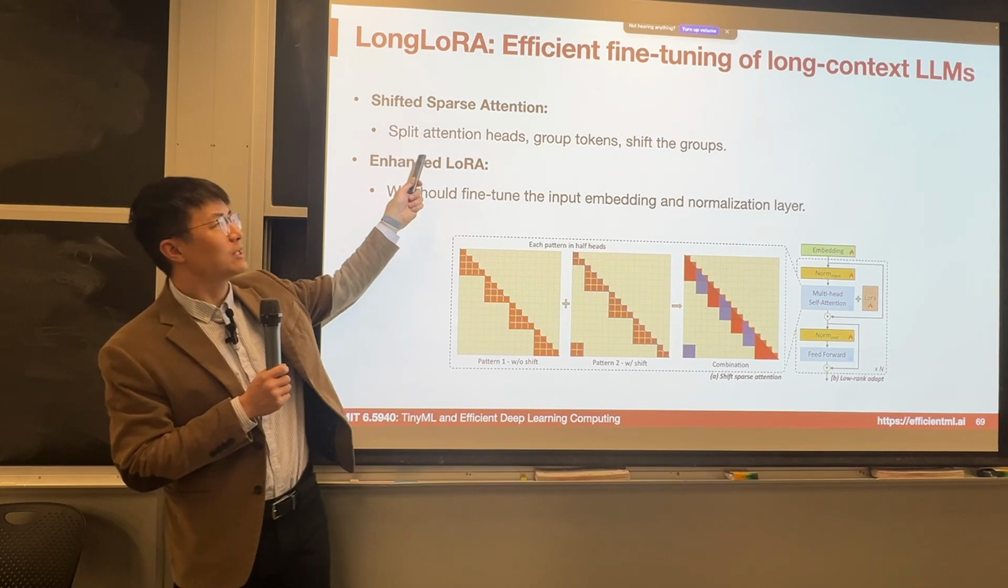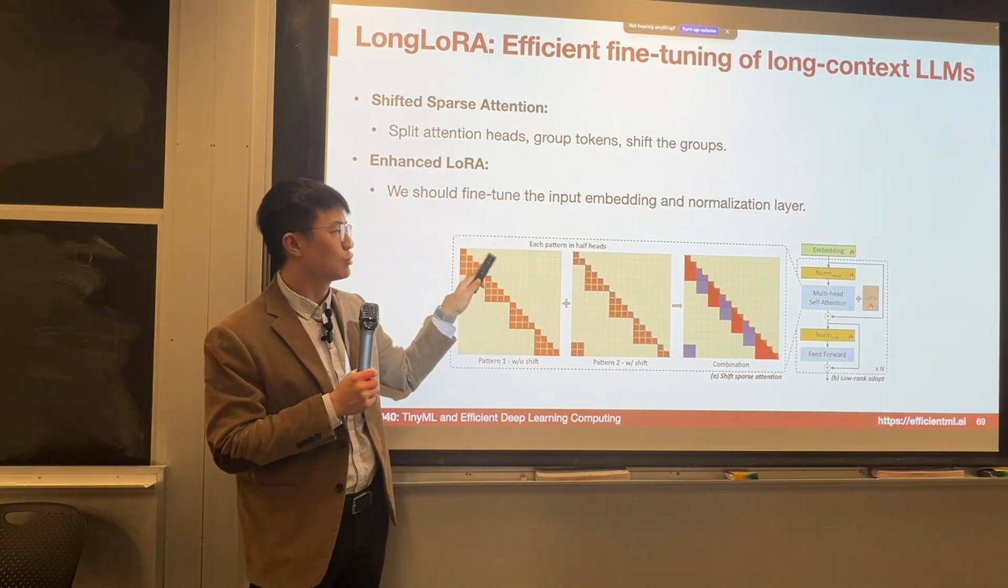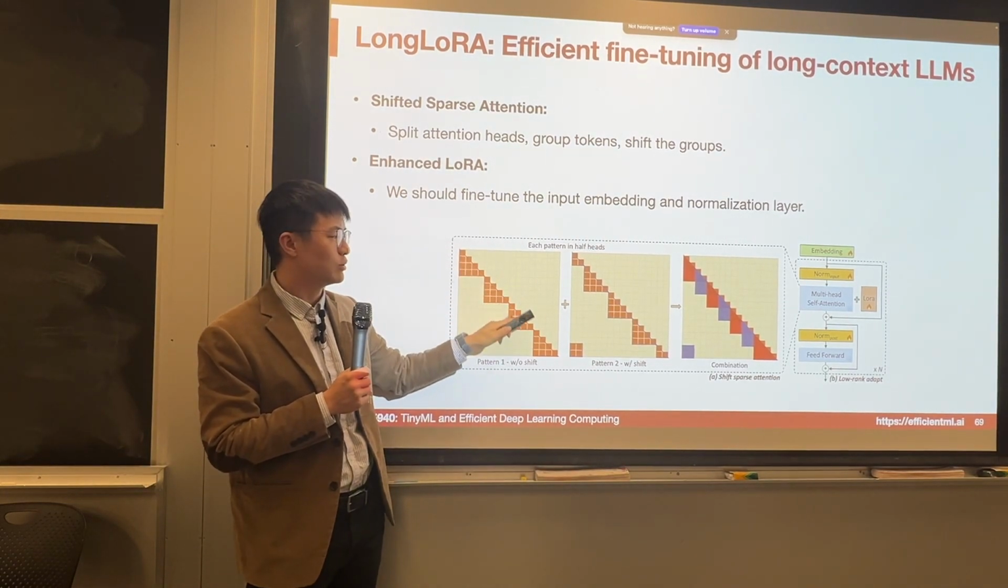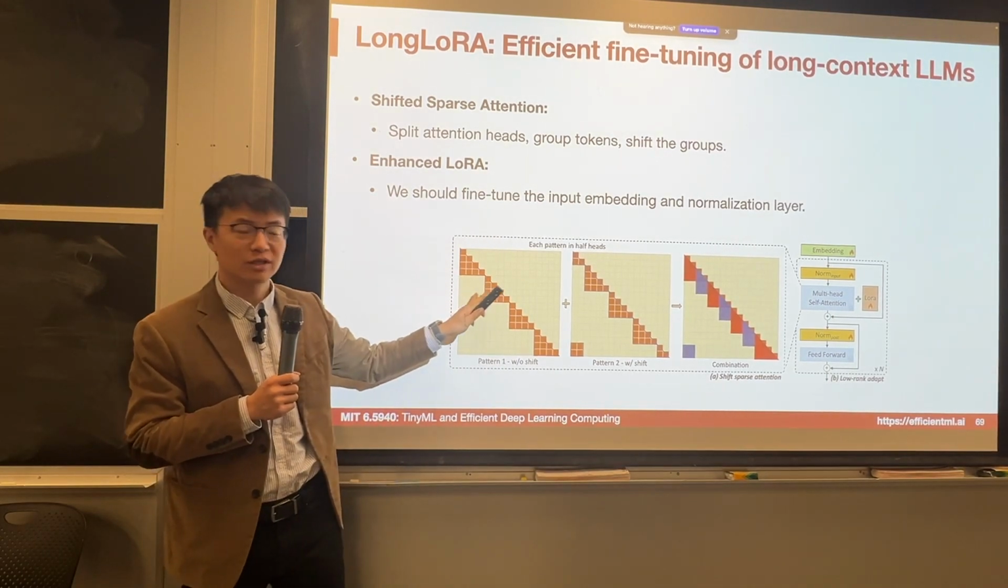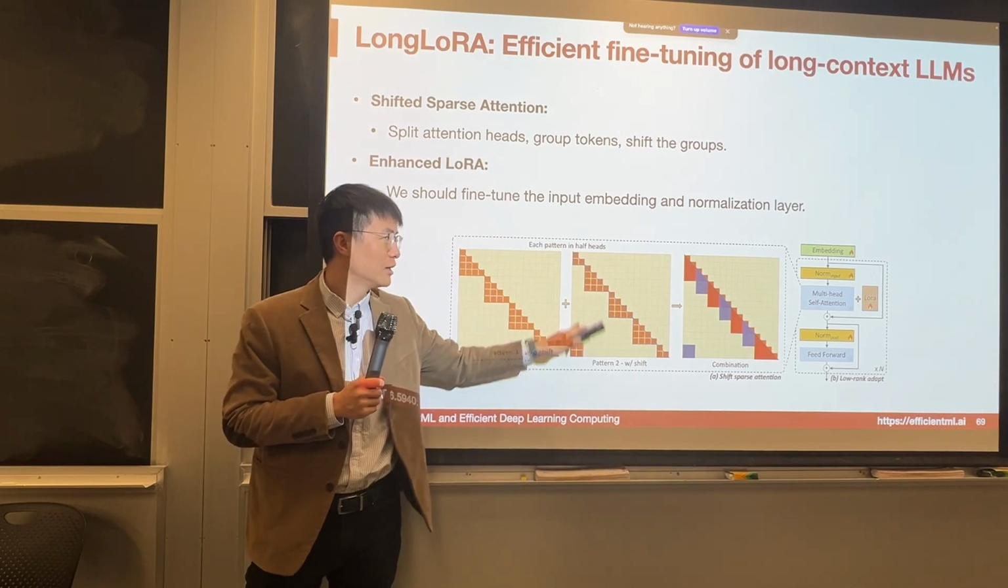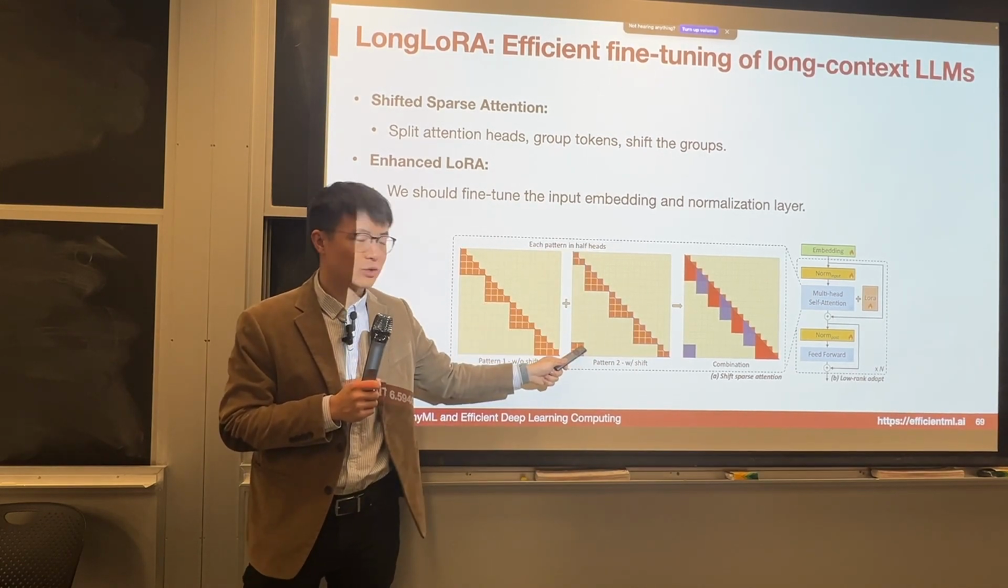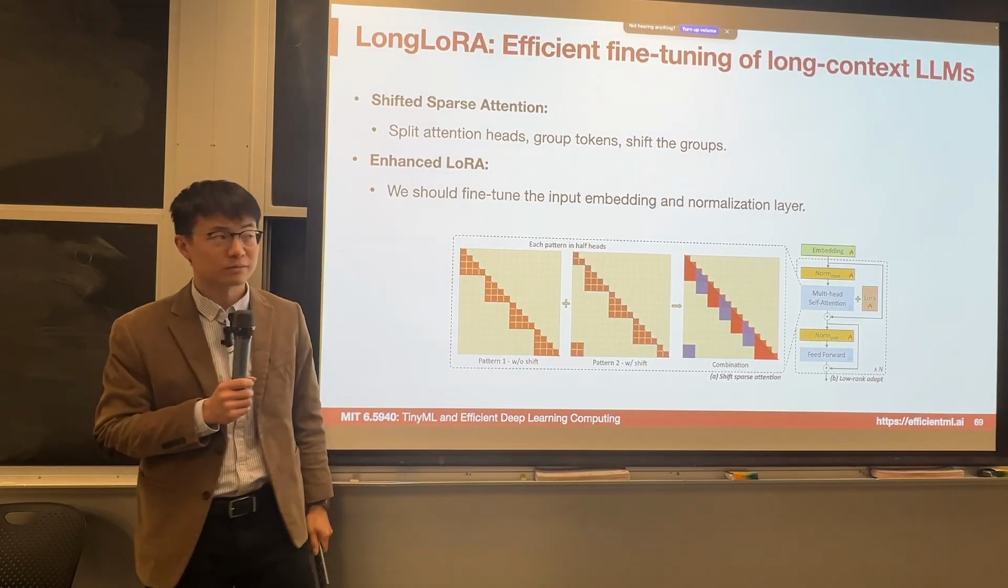Split the attention head, group the tokens. This is one group, another group. Altogether, we have 4 groups. And shift the groups. This is unshifted. This is shifted by half. And the other one actually gets shifted to the corner.